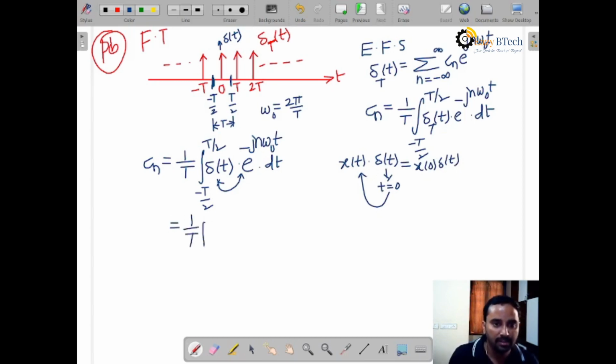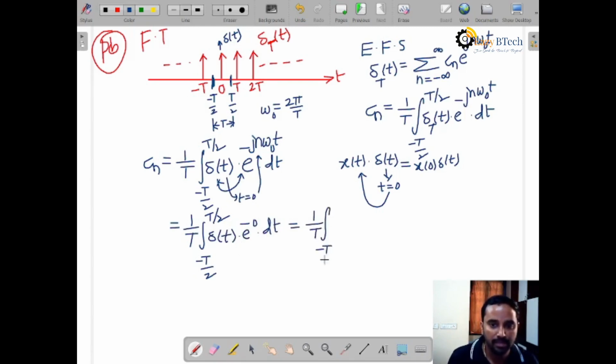So 1 by T integral from minus T by 2 to plus T by 2. What we get is the multiplication del of t into e power minus j n omega naught t. The impulse at t is equal to 0, so del of t means this will be substituted in the exponential. Then we get del of t into e power minus 0 dt, and e power minus 0 is 1. So 1 by T integral from minus T by 2 to plus T by 2 of del of t dt.